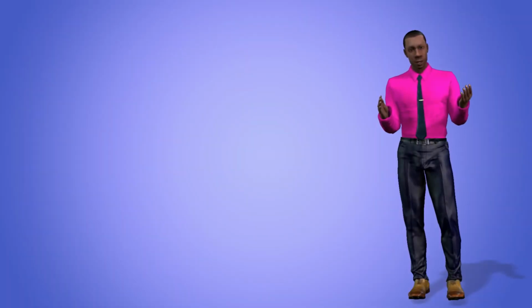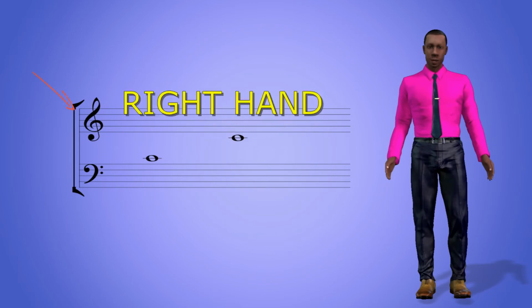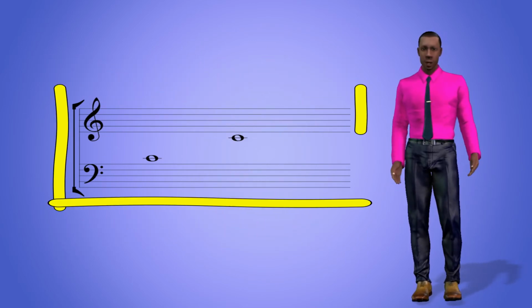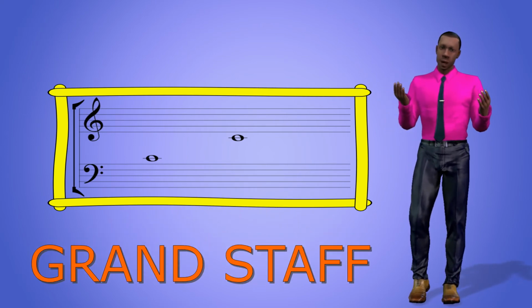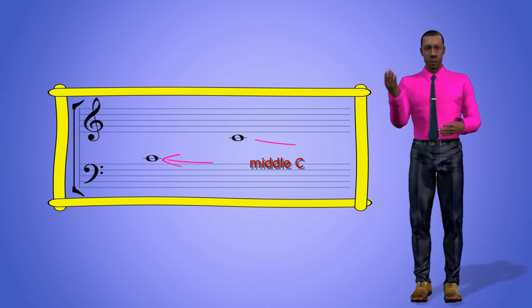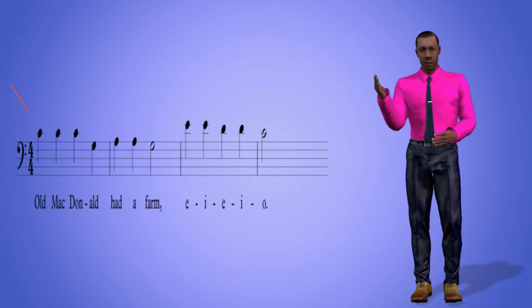Piano music is usually written with two staves, treble and bass together, one for the right hand and one for the left. When these two staves are put together, they are called a grand staff. The note that lies on a single ledger line in the middle of the grand staff is called middle C. This is the C you just saw in Old MacDonald Had a Farm.